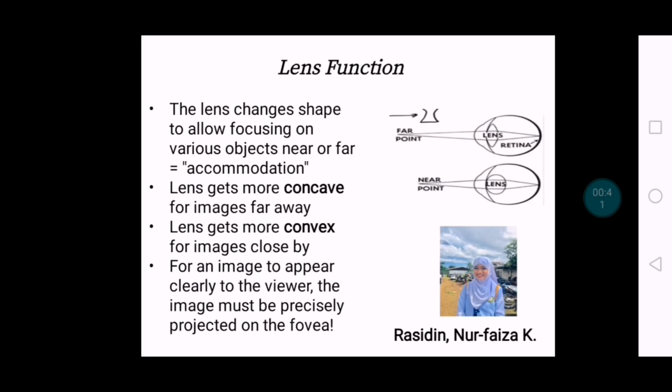Lens gets more concave for an image far away. Lens gets more convex for an image close by, for an image to appear clearly to the viewer. The image must be precisely projected on the fovea. So, lens function. The main optical function of the lens is to transmit light, focusing it on the retina.